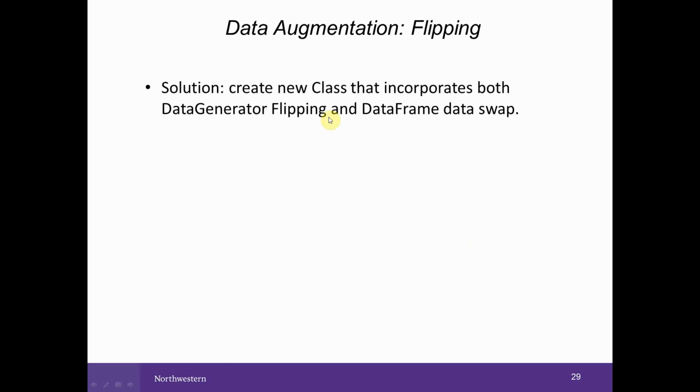You can create a new class that incorporates both the data generator flipping as well as the data frame swapping of everything. Some guy called Daniel Nouri, who I found online, created this whole new class and this method of doing this. So I borrowed his code right here just to give it a test.